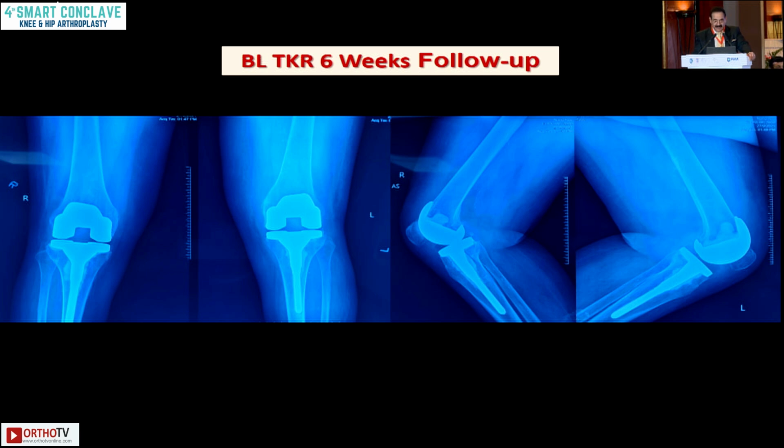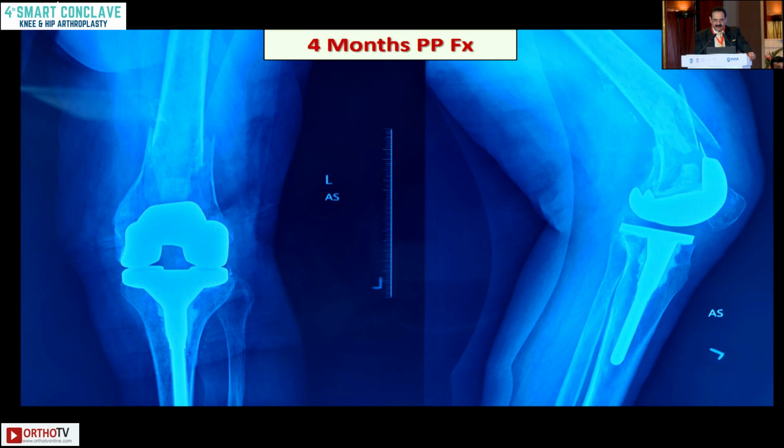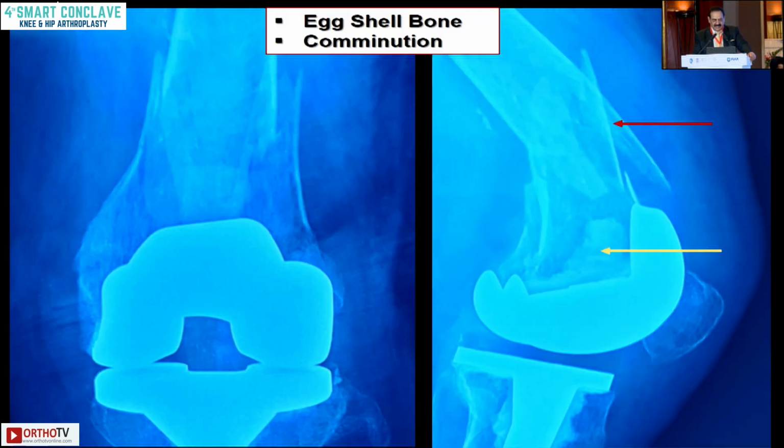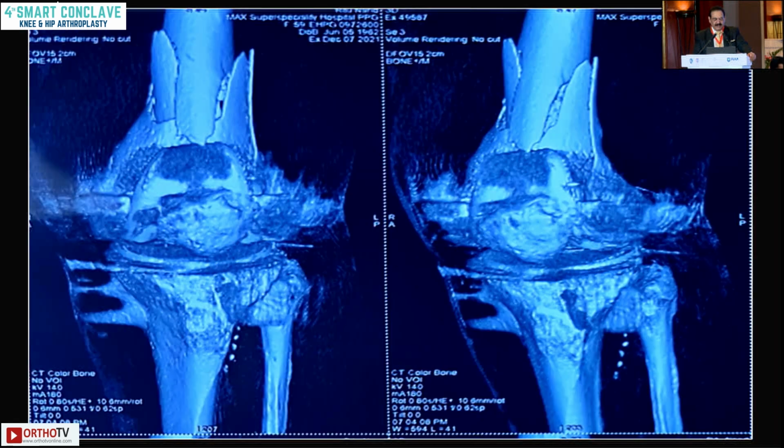And 4 months later, she reported with periprosthetic fracture because physiotherapists were teaching her how to walk backwards. And this is 4 months post TKR. SU type 2, poor quality bone. The component was stable. The bone is eggshell and there is massive comminution.